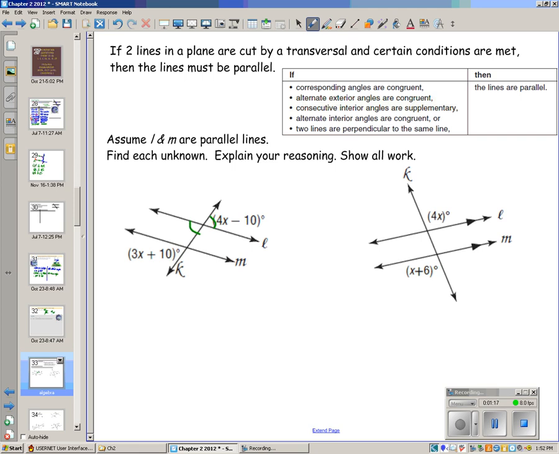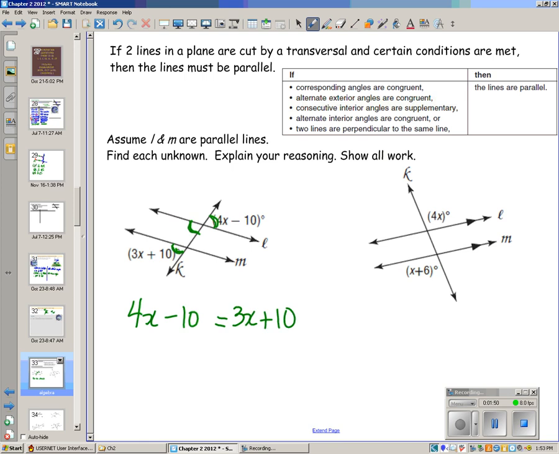Okay. So we just said this one must be equal to this one. How come? Because they're vertically opposite. Right. What about this one and this one? They're corresponding. So what's special about them? They are the same. Okay? So we can say 4x minus 10 equals 3x plus 10.